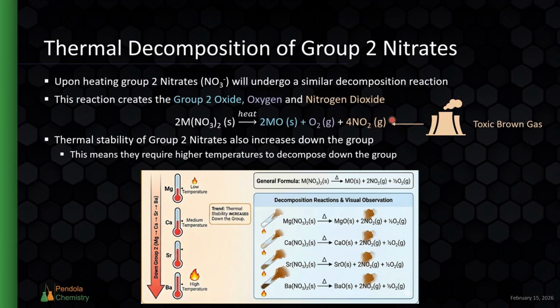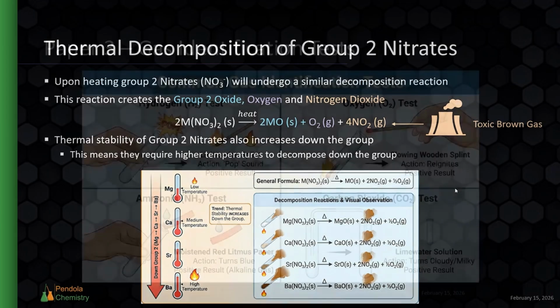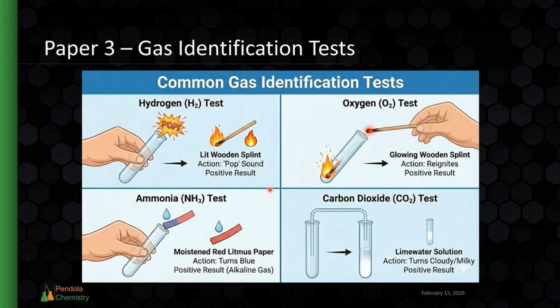Or we don't even see the gas, but we know that there's a gas being created? How do we test for it? Well, there are 4 tests for 4 common gases that we can carry out in the lab. And these are going to be essential for your paper 3 qualitative lab. So there are 4 ways in which we can test for different gases.